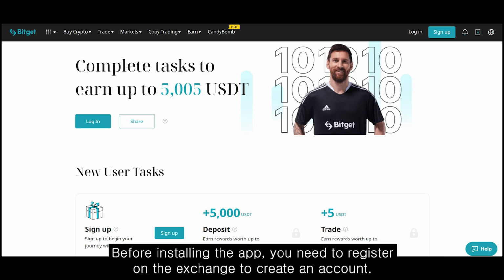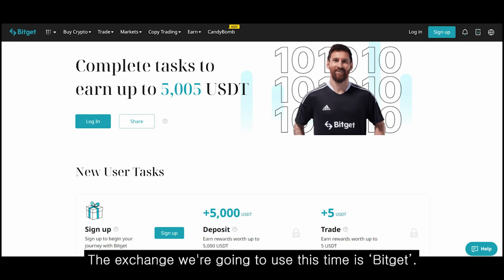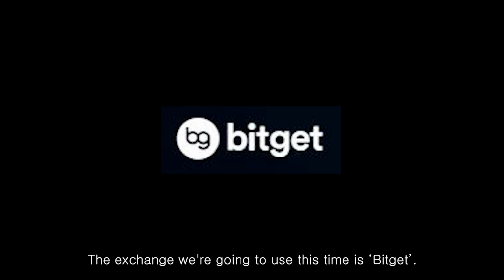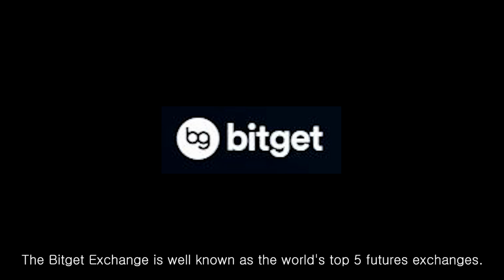Before installing the app, you need to register on the exchange to create an account. The exchange we're going to use this time is BitGet. The BitGet exchange is well known as one of the world's top 5 futures exchanges.